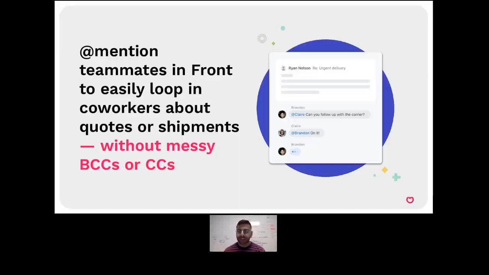At mention. This is a really cool tool that I don't think you can really understand until you see it. So what does this mean? With at mention, by at mentioning teammates in Front, you can easily loop in your coworkers about quotes or shipments without messy BCCs or CCs. So instead of having really long email threads, BCCing and CCing various people and not necessarily knowing who's been looped in and who hasn't, you could comment directly on an email. That's what's happening in this image right here.